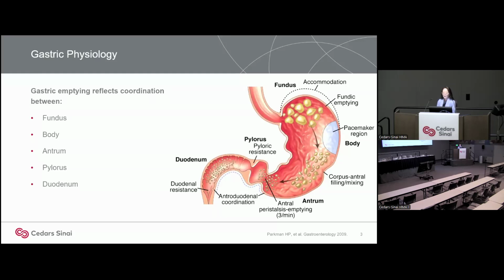Once the fundus empties, the food migrates into the body of the stomach. And the body of the stomach is where the intrinsic gastric pacemaker is located. It's also where food is mixing with gastric acid and where the food is getting mechanically churned and broken down into smaller particle sizes. Those smaller particle sizes then migrate to the antrum of the stomach, and it's in the antrum where we have contractions that occur at approximately 3 cycles per minute, which will push the food from the antrum into the pylorus. The pylorus then relaxes and allows food to enter the duodenum where food is absorbed.